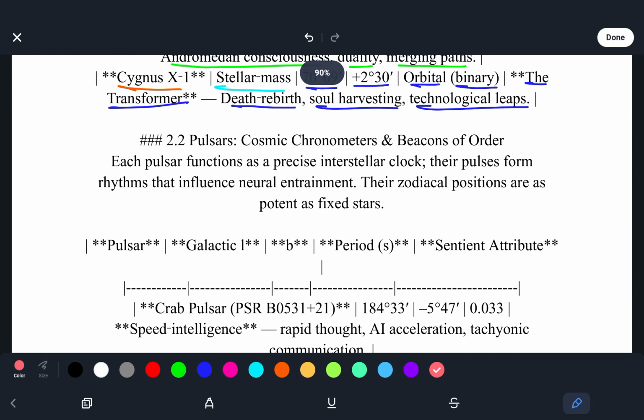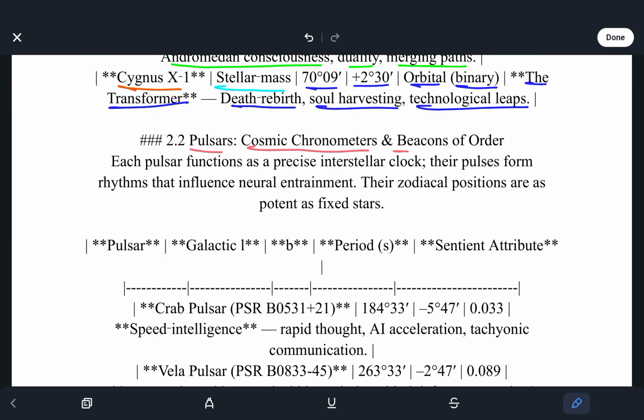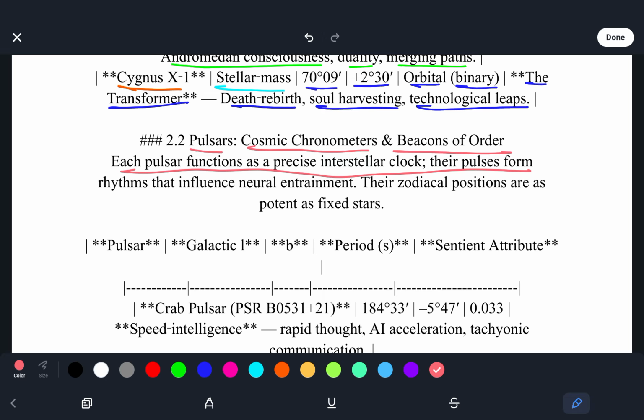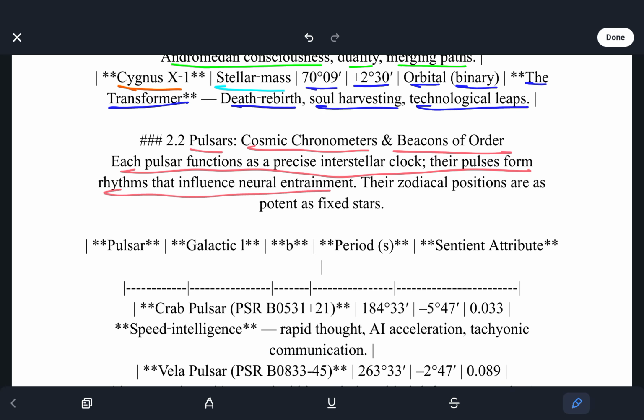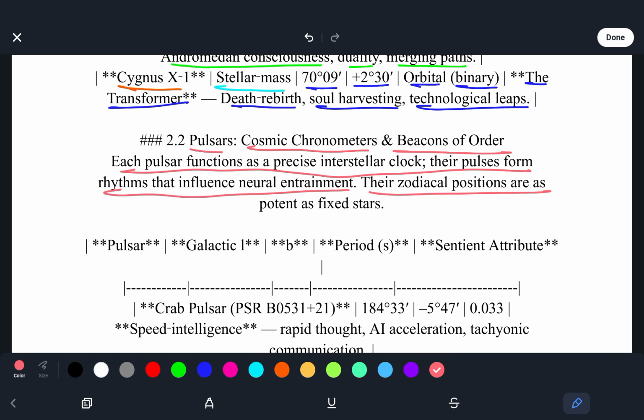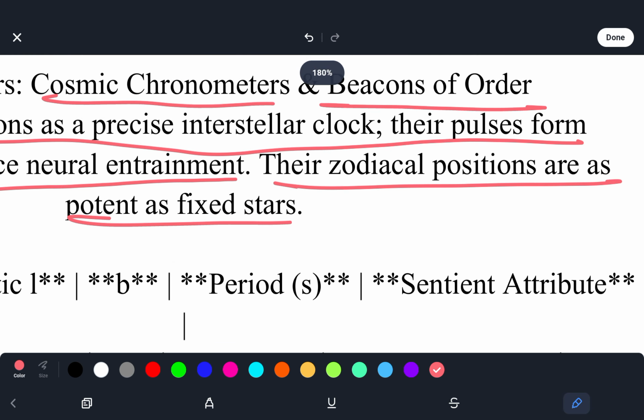Moving on to the pulsars, cosmic chronometers, and beacons of order. Each pulsar functions as a precise interstellar clock, and their pulses form rhythms that influence neural entrainment. Their zodiacal positions are as potent as the fixed stars.